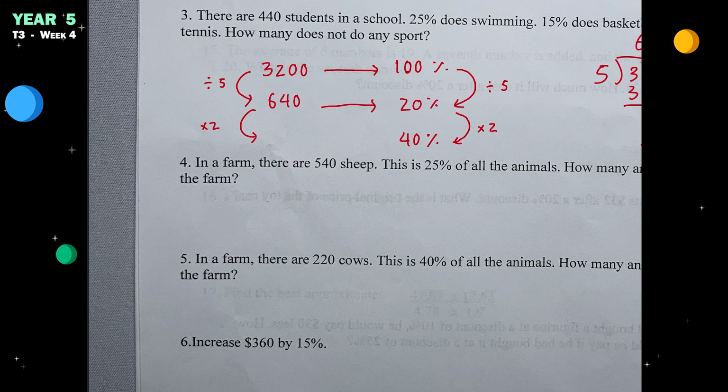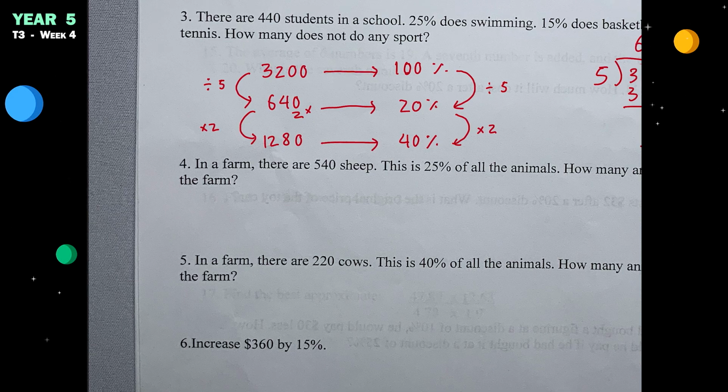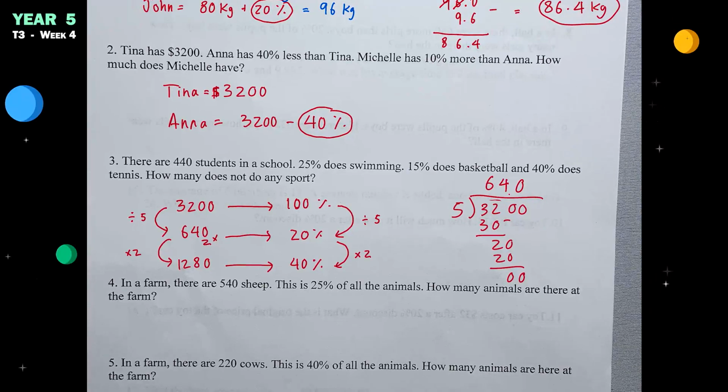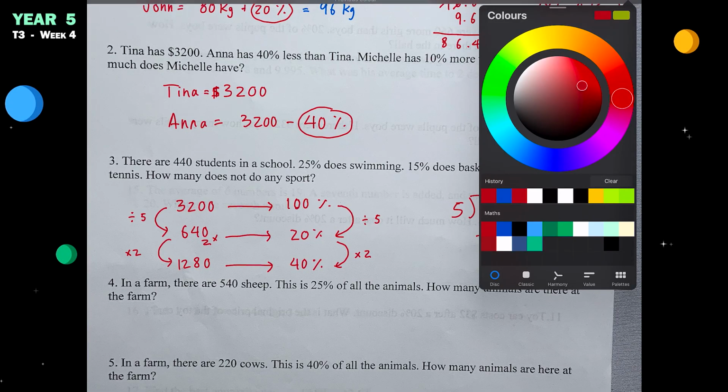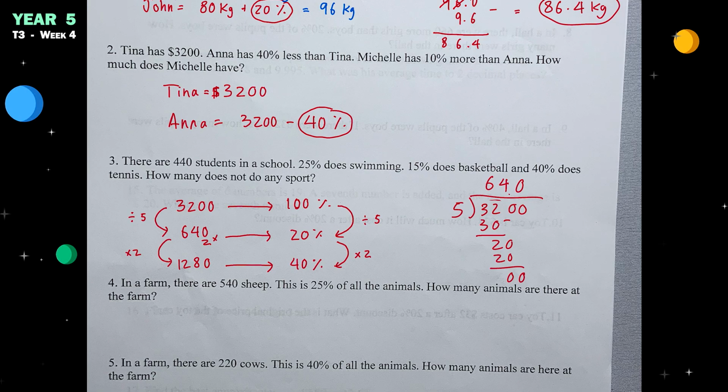Now 640 times it by 2. If you double that, you're going to get what? 1,280. That means 40% is actually 1,280. So we have to minus what? So 3,200 must minus 1,280. And what does that give us? I don't know. Let's work it out.